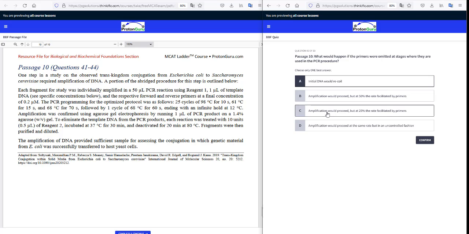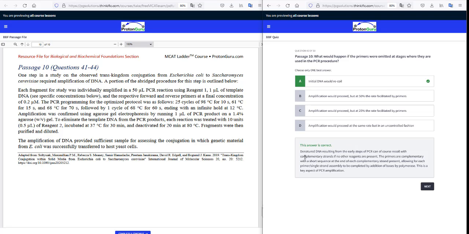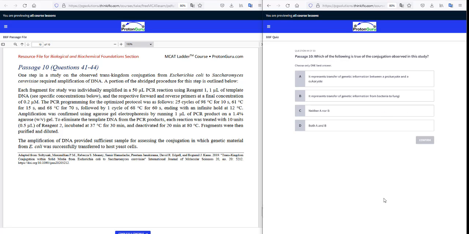These other answer choices are all kind of tempting, especially when you see numbers. You might start to think about, oh, how would the kinetics be affected? All right, so just a fundamental knowledge of PCR we discussed in our biochemistry course would get you right to that answer. All right, so now we have the very last passage-associated question.